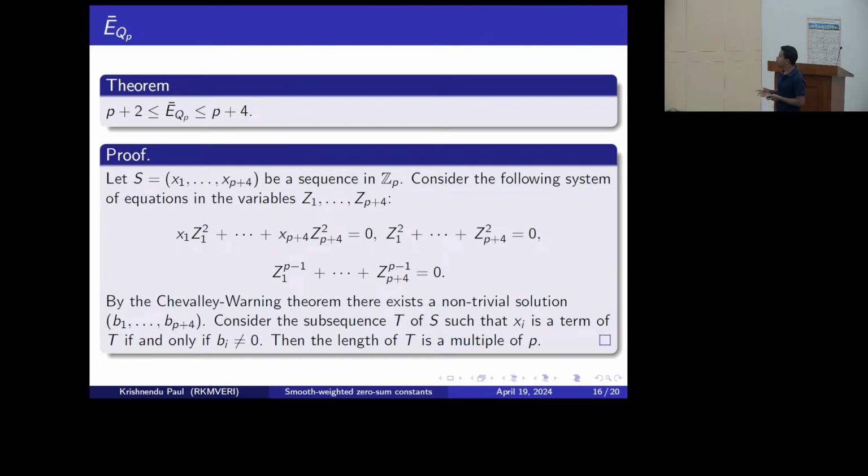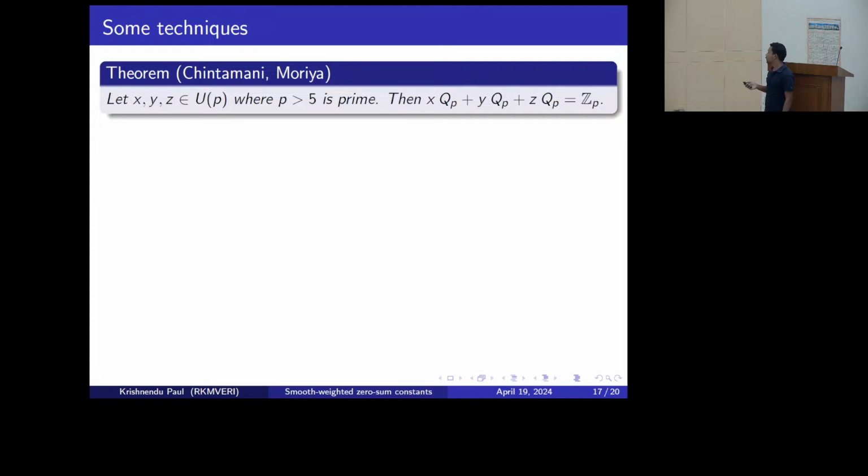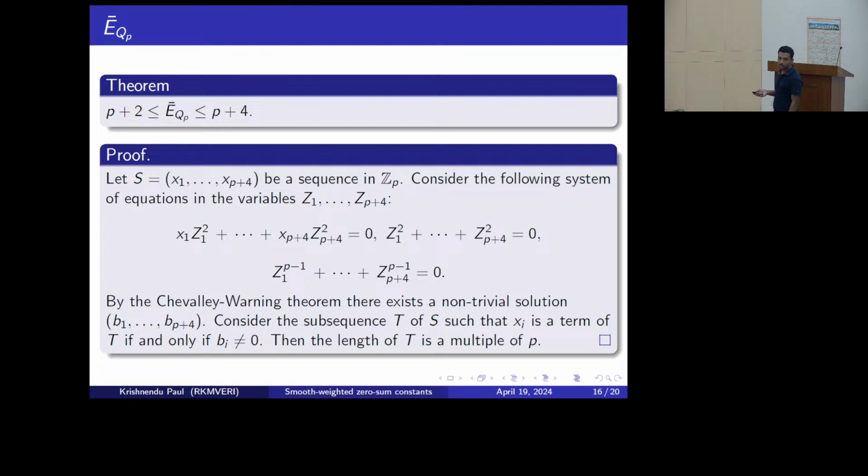For the smooth ones also the constant is the same, but the upper bound is for only one, for p equals to 5, the constant is 9. For p not equals to 5, the constant is p plus 2. Only for 5 it is not working, but the upper bound is satisfied. Okay. Now these are the techniques used for proving E bar QP equals to p plus 2.